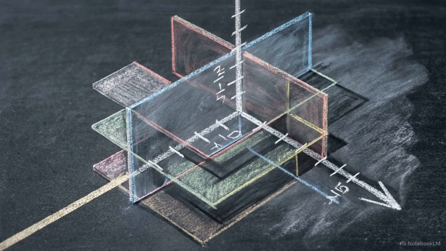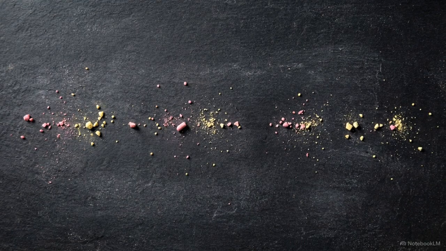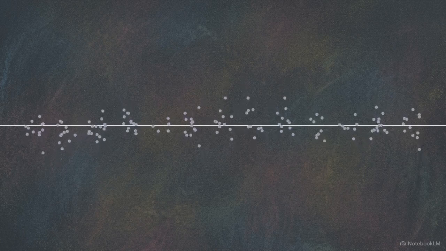To study such functions, we must move past geometric intuition and define what makes a space robust enough to hold them. In section 48, Munkres explains that to understand topological largeness, we must first define mathematical thinness. This is called the nowhere dense set. Formally, a set is nowhere dense if its closure has an entirely empty interior. Visually, it looks like scattered dust on the real number line.